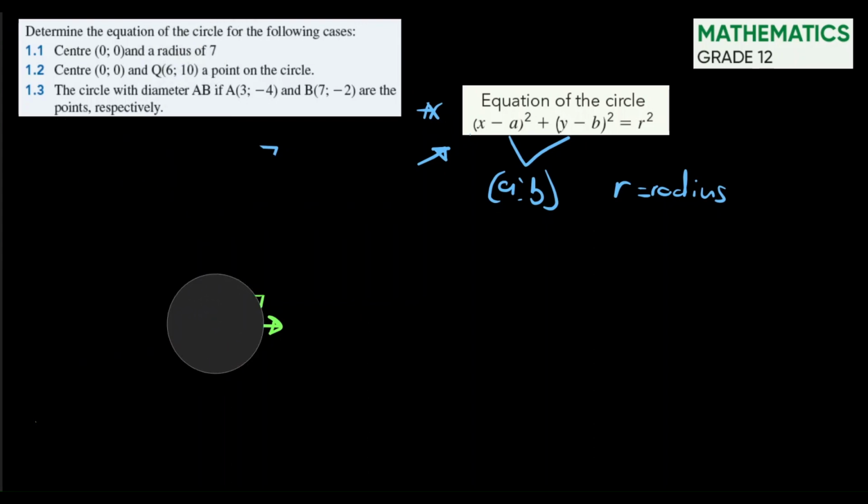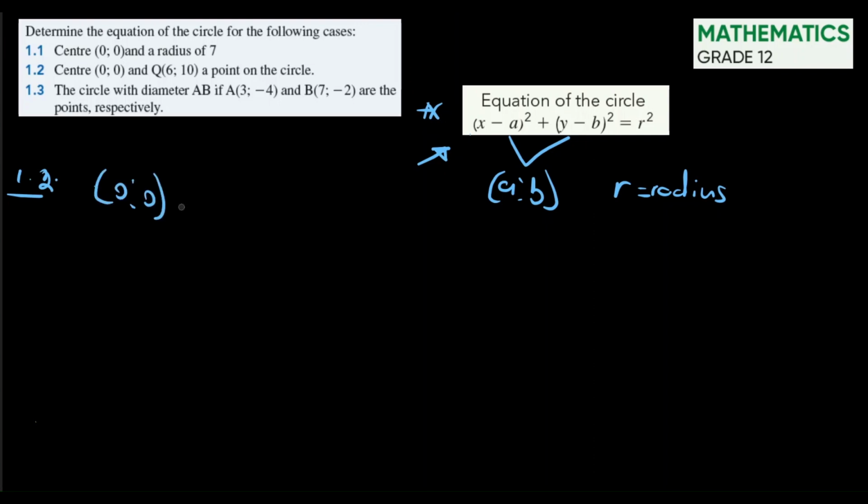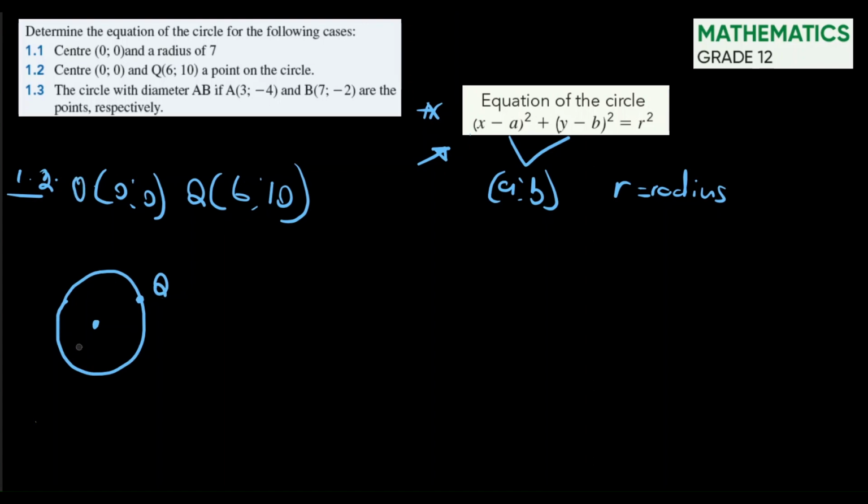So let's move on to the next question, 1.2, which builds our knowledge on circle centers and the radius. So we're given the circle center this time to be (0, 0), and we're also told that there's a point on the circle, which is Q, which is given by (6, 10). So try to visualize a circle where you have a circle center, and then you have a point on the circle. This will be our Q. Let's say this point given as O is the circle center.